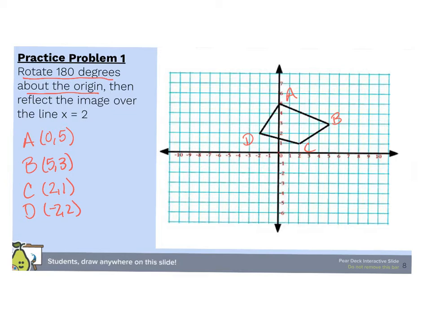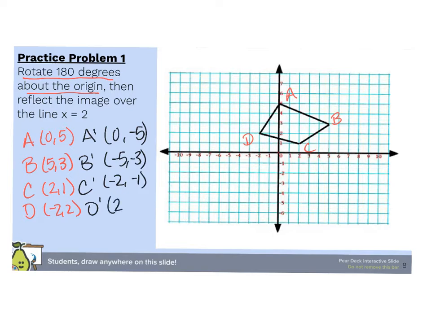So when I rotate 180 degrees, again, opposites. Nothing is switching places. So this is now negative. These are now negative. And this one is positive, and this one is negative. So the shape should be upside down now. So 0, negative 5, A prime; negative 5, negative 3, B prime; negative 2, negative 1, C prime; and 2, negative 2, D prime. Do my best here.